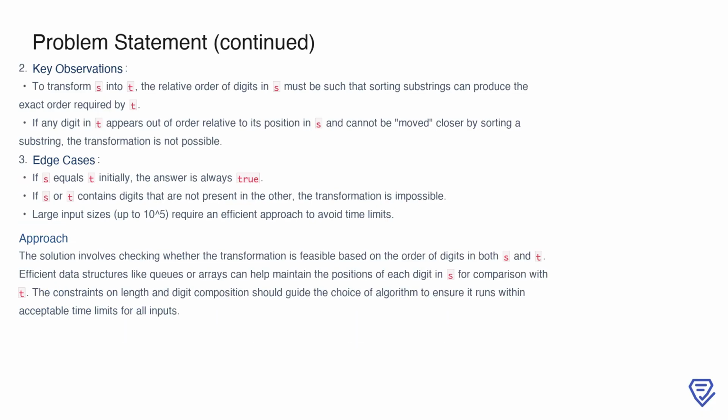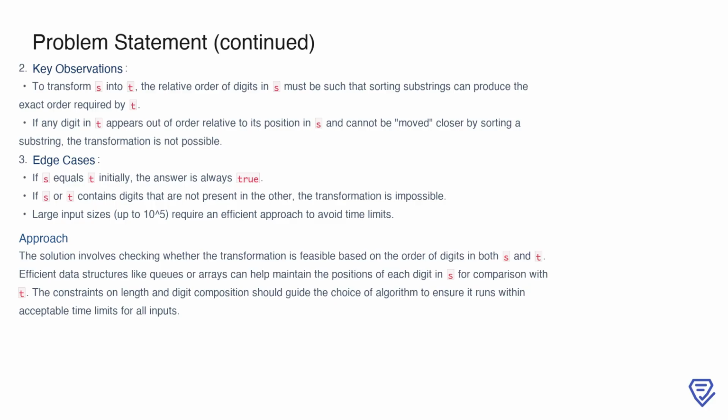The operation allows sorting a single substring at a time, meaning you can change the relative order of digits within that substring. However, you cannot directly swap digits that belong to disjoint substrings. One key observation is that the relative order of digits in s must allow for the exact order required by t to be achieved through substring sorting. If any digit in t is out of order compared to its position in s and cannot be brought closer by sorting a substring, the transformation is impossible.